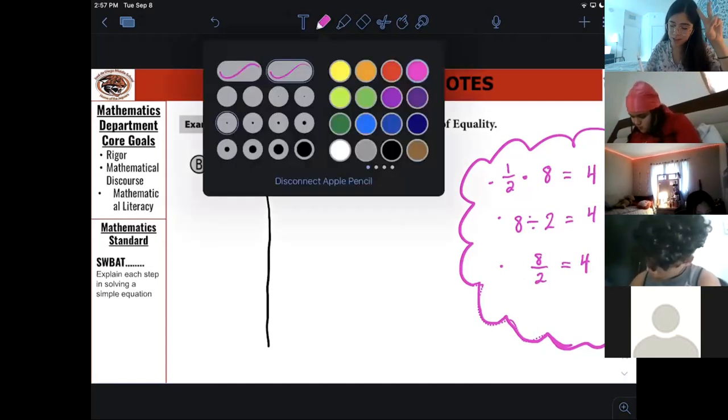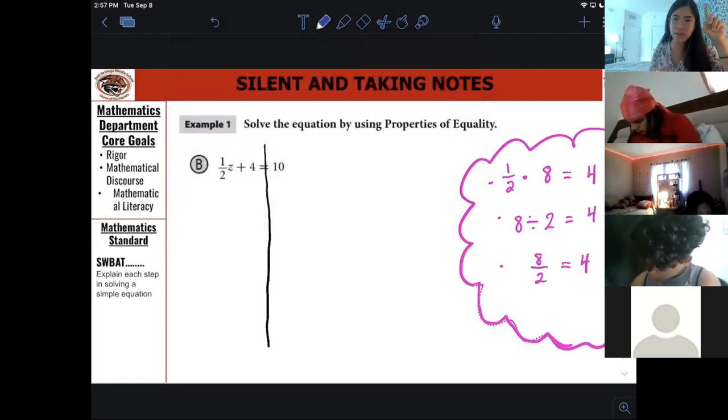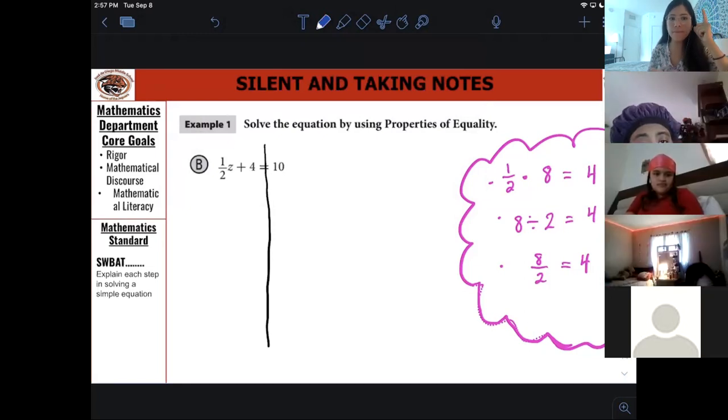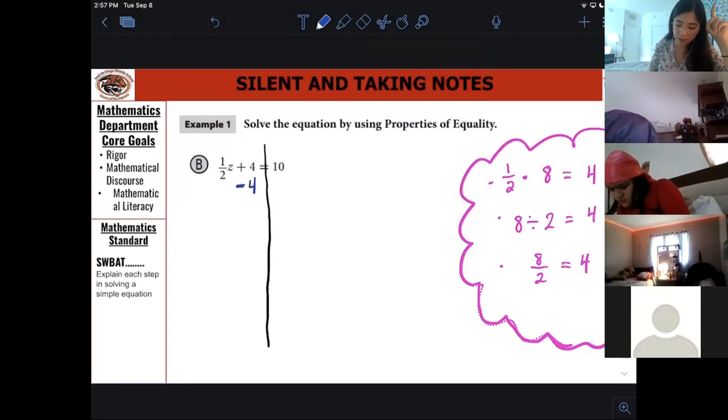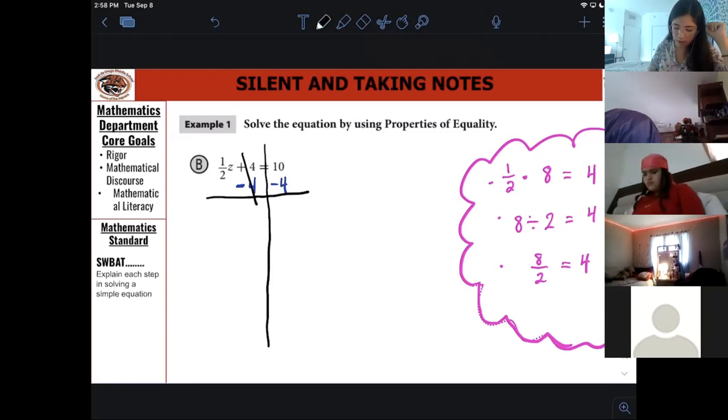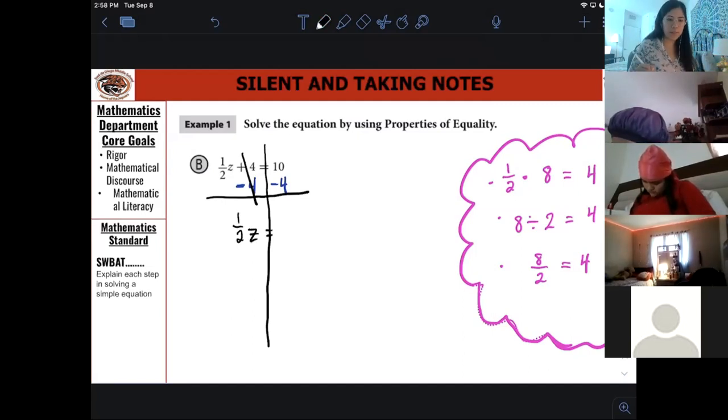I know I'm going to take 2 steps. Which step should I do first? Take away the 4. Good. Remember, we're going to use the opposite of what you see. I see plus, I'm going to write minus. That's going to cancel out my 4. And I'm left with 1/2 z equals 10 minus 4. 10 minus 4 is 6. Exactly.